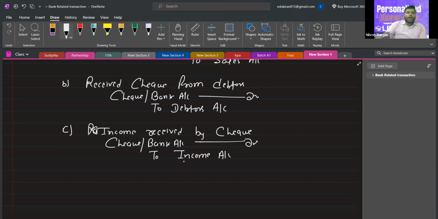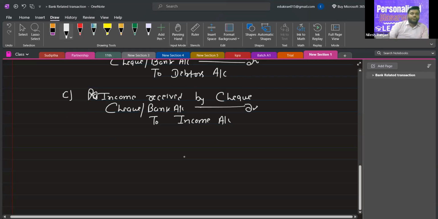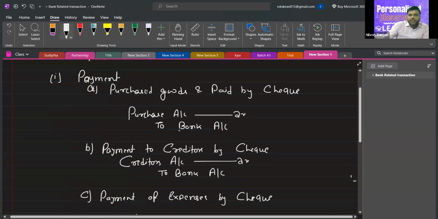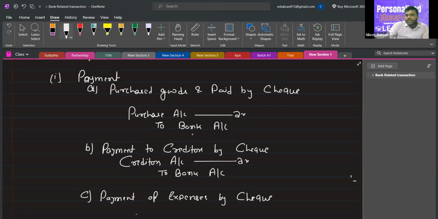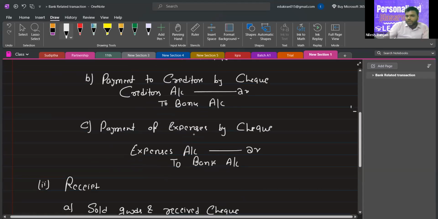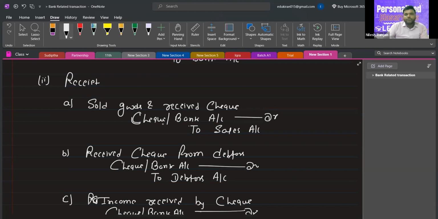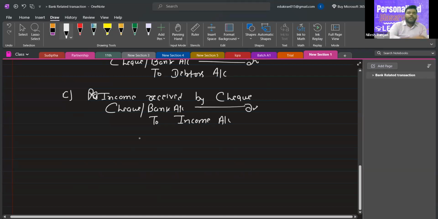Now, how will we decide what should be written? You can see that in case of payment, we are writing only bank, not check. We are paying them by check, but we are writing only bank, not check. But in case of receipt, we are writing check and bank both, because we have to use any one of them. Why are we doing this?